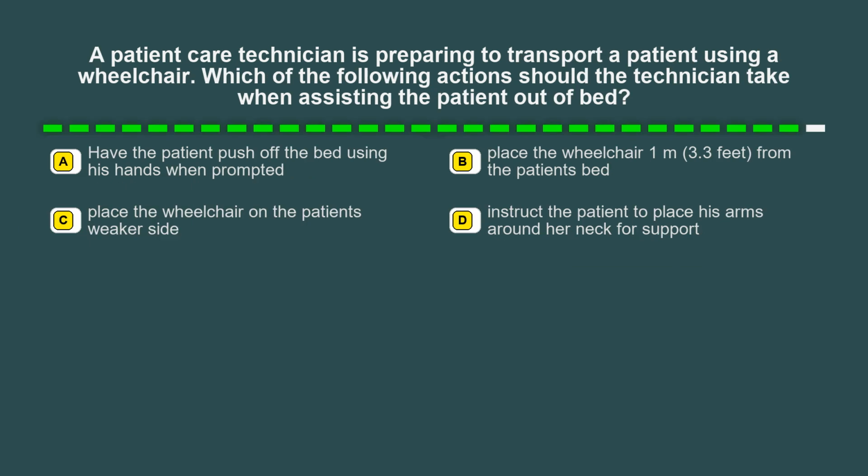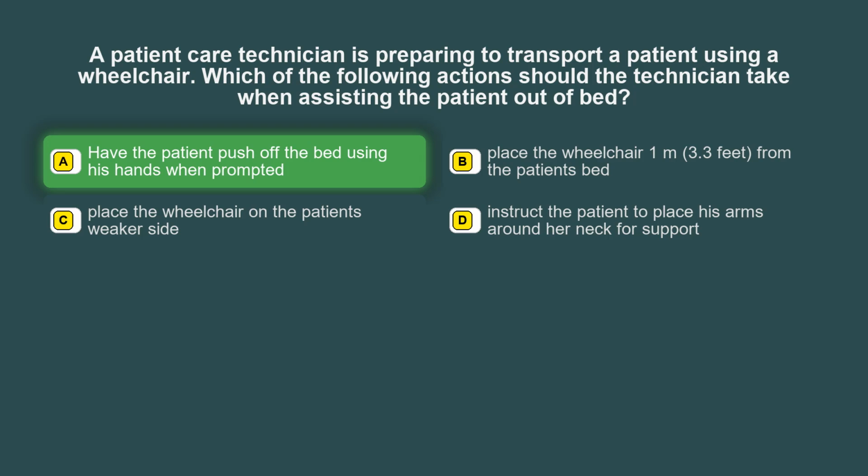Question 54. A patient care technician is preparing to transport a patient using a wheelchair. Which of the following actions should the technician take when assisting the patient out of bed? Option A, have the patient push off the bed using his hands when prompted. Option B, place the wheelchair 1 meter, 3.3 feet, from the patient's bed. Option C, place the wheelchair on the patient's weaker side. Option D, instruct the patient to place his arms around her neck for support.